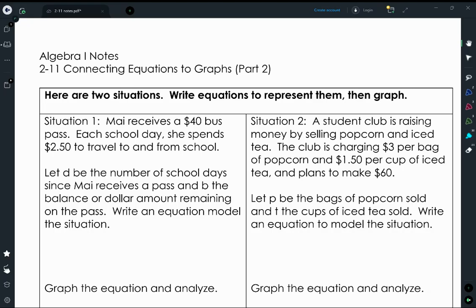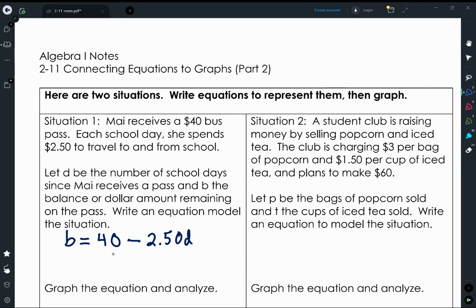So our total cost is going to be whatever's left over, or I guess I say it's our balance on this one. So we're going to have B equals. So B is going to equal the balance that she has left. And because she's starting with the $40, I'm going to write 40. And because we're subtracting money off every time we use it, I'm going to write a minus sign. And we know that every day she goes to school, it costs $2.50. So that's going to be 2.50 times D. So 2.50 times every day.